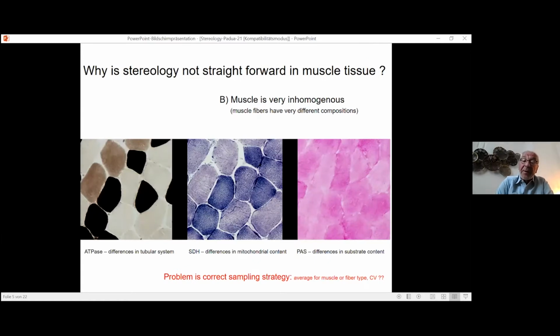There is a second problem why stereology and quantitative muscle tissue is not straightforward, and that is because muscle is not homogeneous. It has fiber types, and these fiber types can contain very different quantities, like they can have more or less mitochondria. So you have to make sure that your sampling strategy of your structure accounts for the type of answer you want to generate.